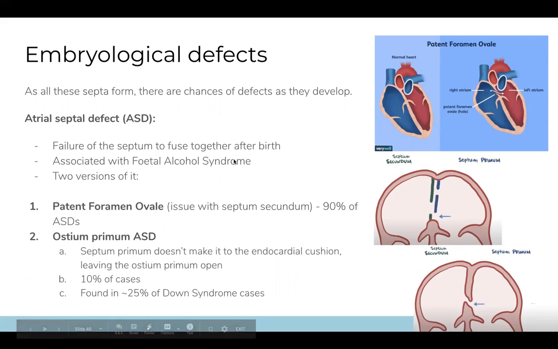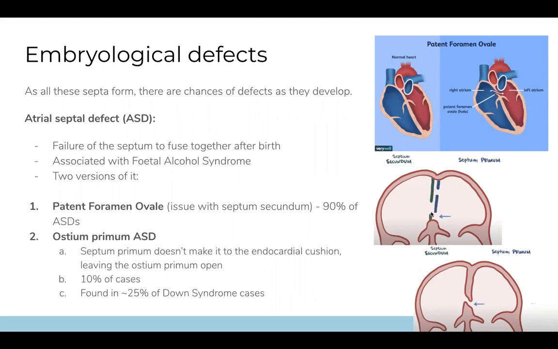There are a whole bunch of things that can go wrong when the atria are trying to form. Atrial septal defect is failure of the septum to fuse together after birth, and this is also associated with fetal alcohol syndrome. There are two ways this can happen. The patent foramen ovale is the most likely cause of issue. As you can imagine, sometimes the foramen ovale doesn't quite close up as it should, and often that's a problem with the septum secundum.